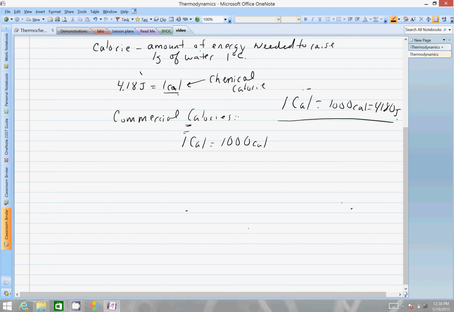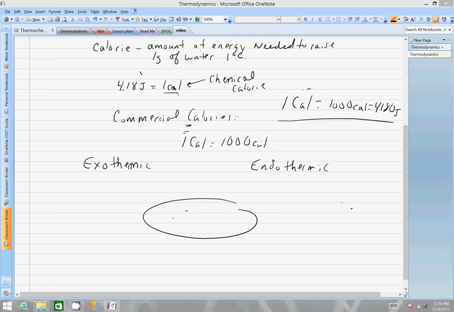Now, energy, when a chemical reaction takes place, can sometimes enter or exit, and we have these terms we call exothermic and endothermic. Two other terms that we use would be system and surroundings.